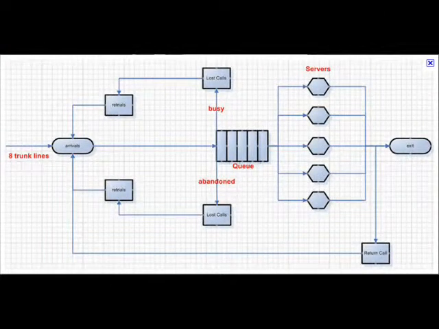This illustration is a simple queuing system. In a queuing system, customers enter a waiting line of a service facility, receive service when their turn comes, and leave the system.